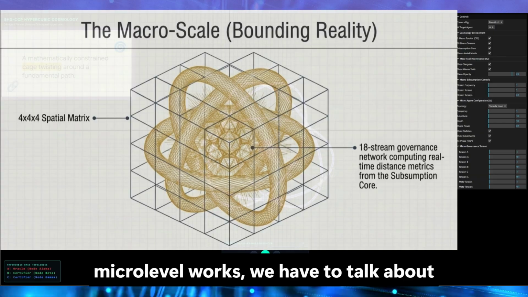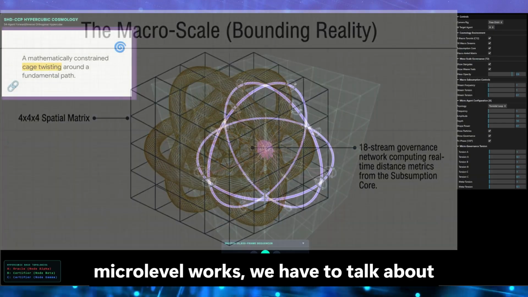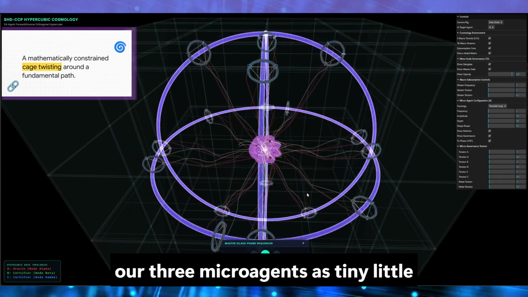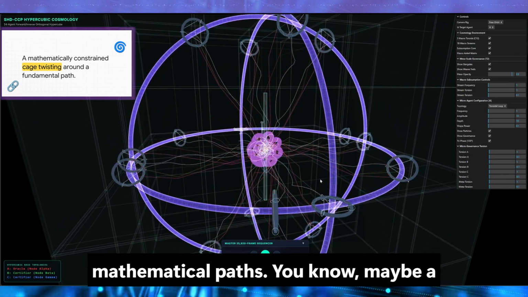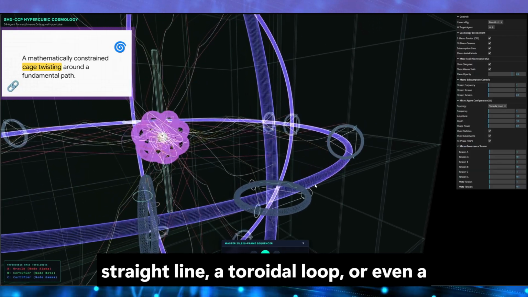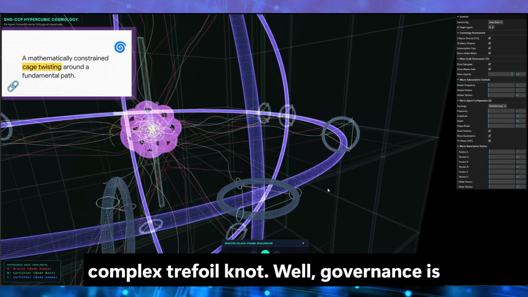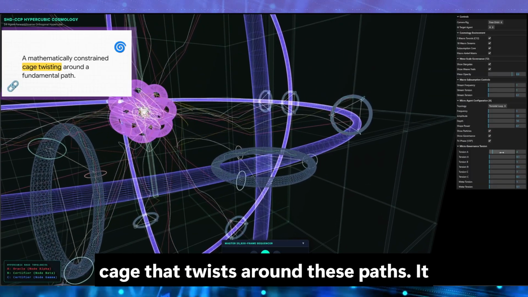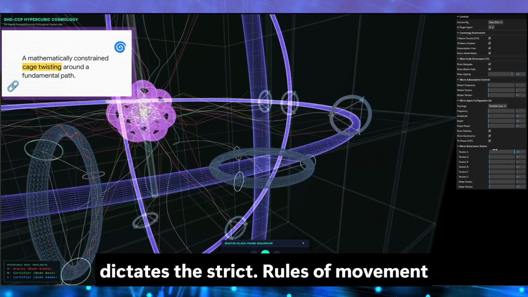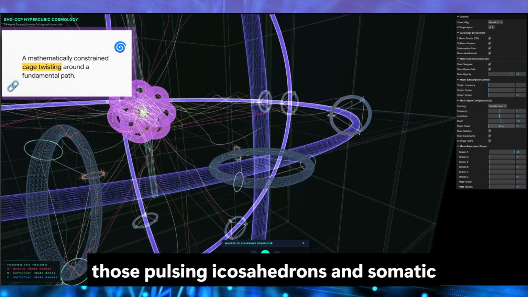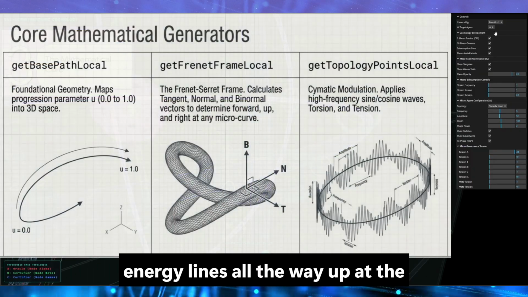To really grasp how that micro level works, we have to talk about what the engine calls governance. Imagine our 3 microagents as tiny little entities navigating along fundamental mathematical paths. You know, maybe a straight line, a toroidal loop, or even a complex trefoil knot. Well, governance is basically the mathematically constrained cage that twists around these paths. It dictates the strict rules of movement, causing ripples that eventually shape those pulsing icosahedrons and somatic energy lines all the way up at the macroscale core.